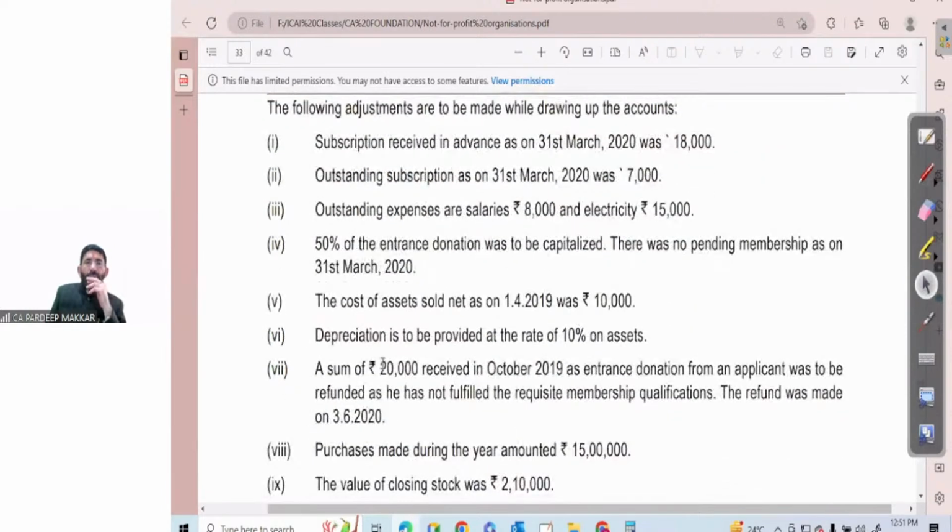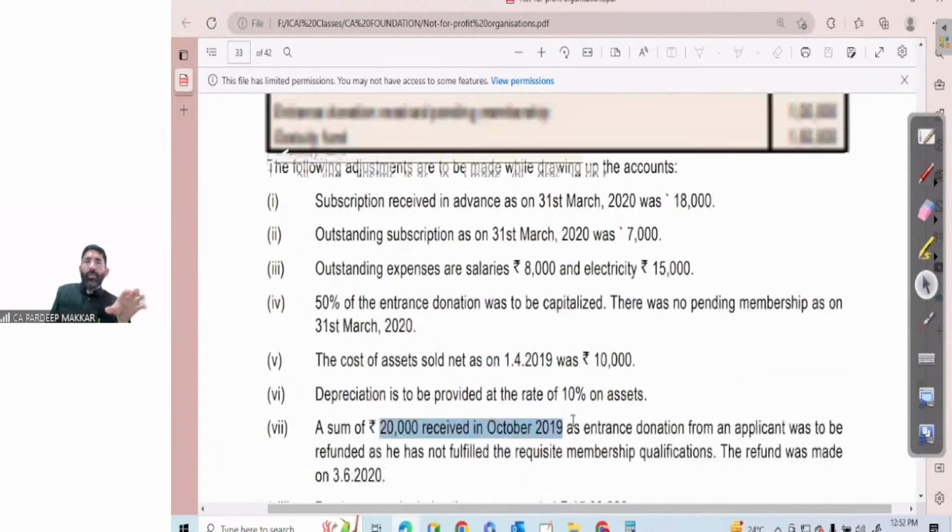And then he says 20,000 received in October this year itself, as entrance donation from an applicant, was to be refunded as he has not fulfilled the requisite membership qualification. Even the refund is not made within the year. So this is the information given to you.